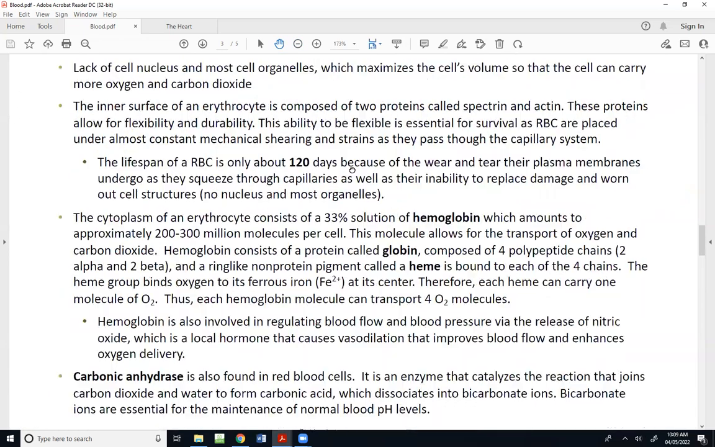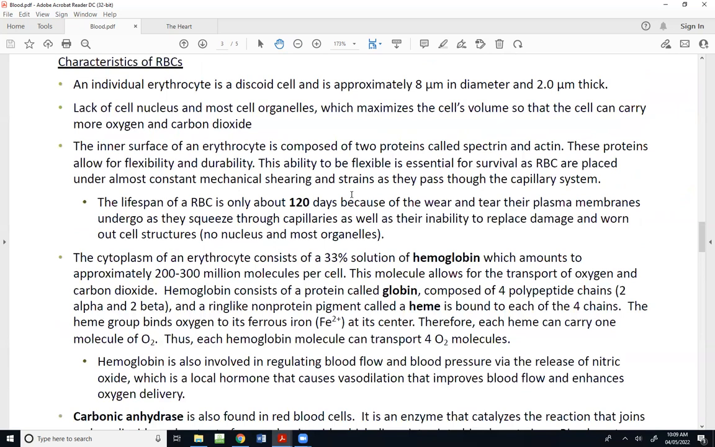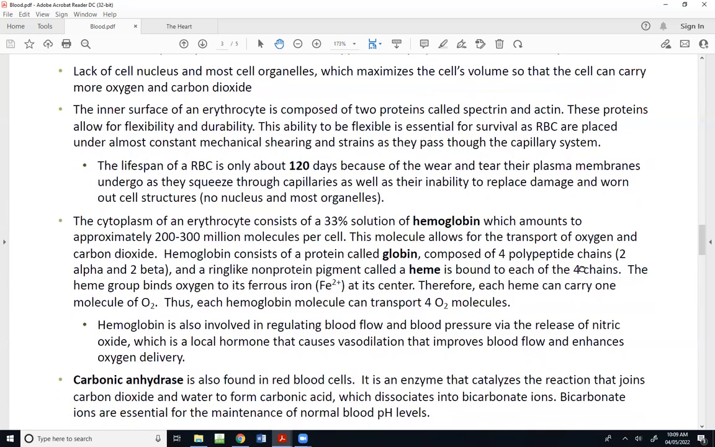Okay, we'll learn about its life cycle and how we get to that point at the end of the lecture. The reason that it lacks a cell nucleus and most of those cell organelles is because it maximizes its volume so that it can carry more oxygen and carbon dioxide. That essentially means that it's more of an empty room, so it can store more oxygen and carbon dioxide and carry it that way.